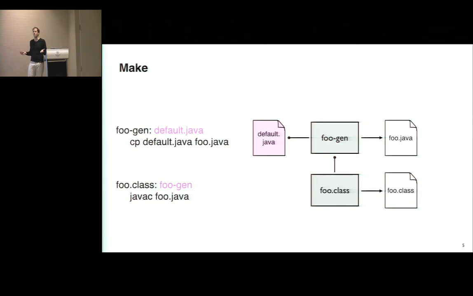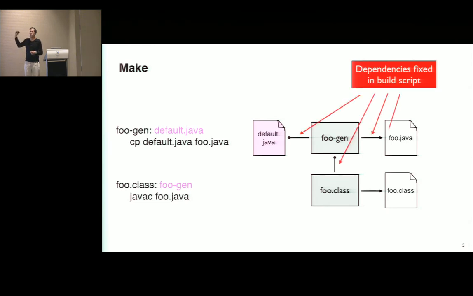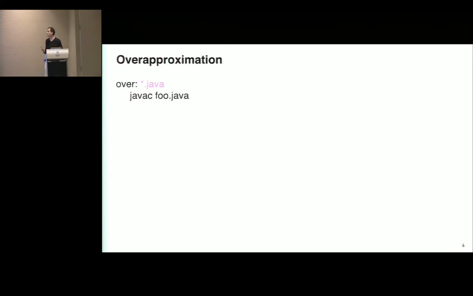What's the problem with make? Make is incremental, right? The main problem is that the dependencies are fixed in the build script. All of these arrows you see on this image, they're physically represented in the build script on the left-hand side. So what's the consequence of that? Well, firstly, it's really annoying to write all these dependencies there.